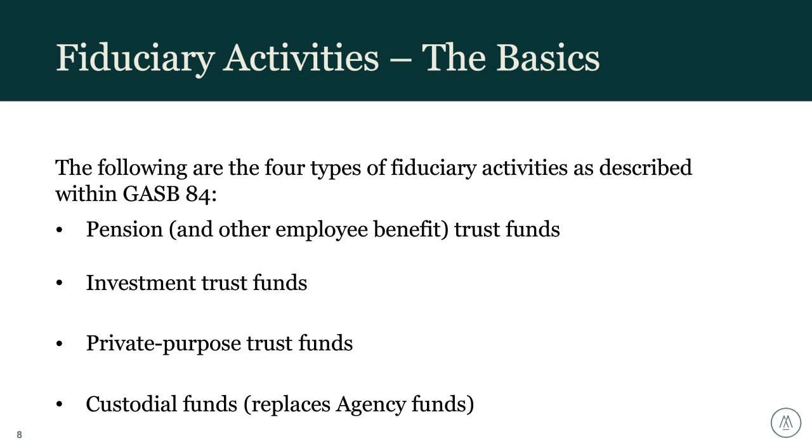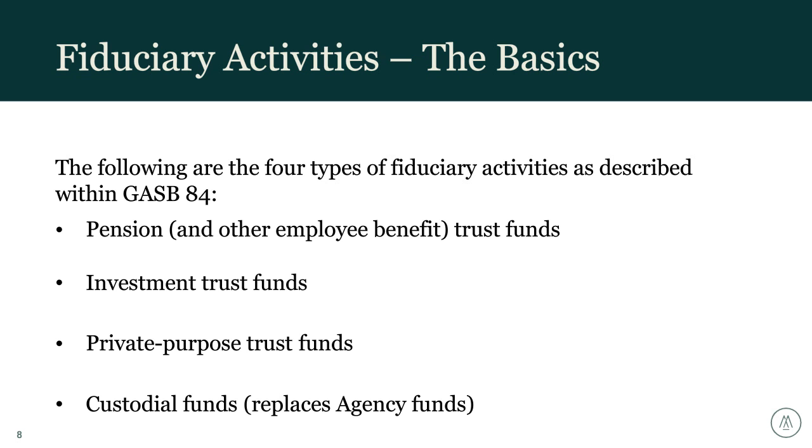Under the standard, there are 4 categories of fiduciary funds that are listed out. Pension employee benefit trust funds, and keep in mind this could include defined contribution plans, not just defined benefit pension plans. Investment trust funds. Private purpose trust funds, which are fiduciary activities other than pension and investment trust funds and are held in a legally separate trust, meeting the criteria of GASB 84. And then there's custodial funds, which replaces the current concept of agency funds. These are similar to a private purpose trust fund, but just aren't necessarily held in a trust.